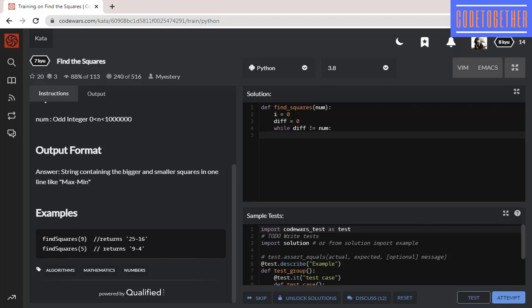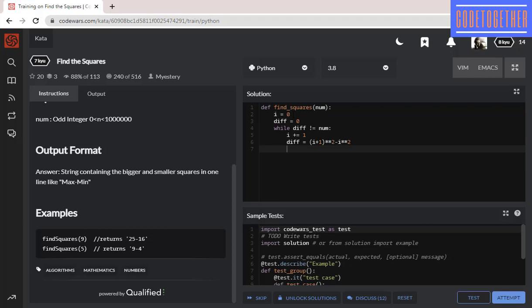and so we should write, and we have to raise the iterator, adding 1 to i, and calculate the diff, which is (i plus 1) to the power of 2 minus i to the power of 2. And that's it.